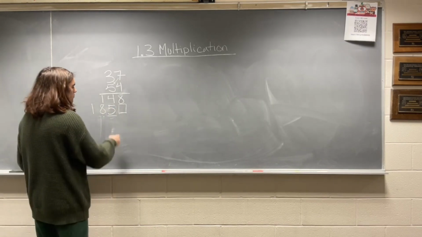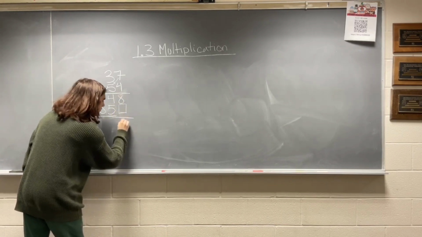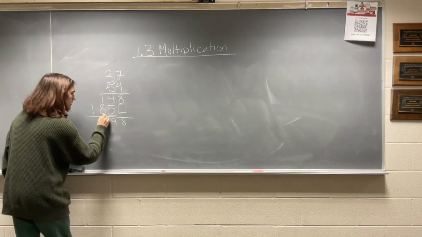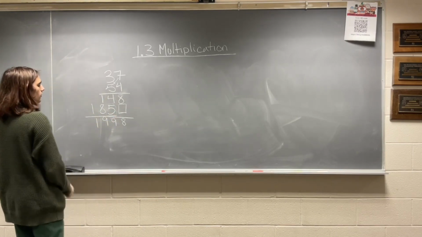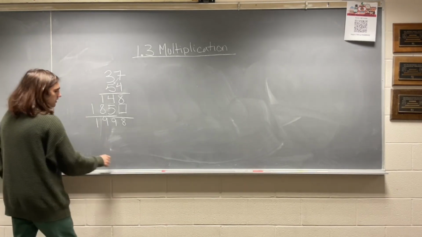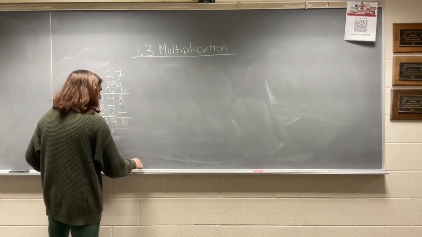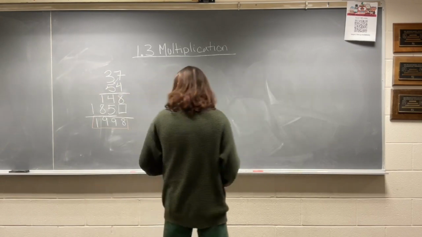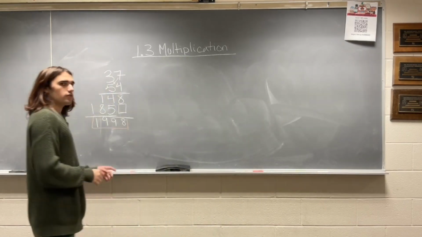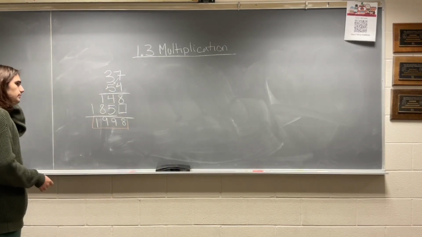So what we do next is add up these numbers. We say 8 plus 0 is 8, 4 plus 5 is 9, 1 plus 8 is 9, and 1 plus 0 is 1. So we get 1,988. So what is a quicker way to do this? First, I would master this way so you can make sure that you're doing it the right way. But what is a quicker way to do this?